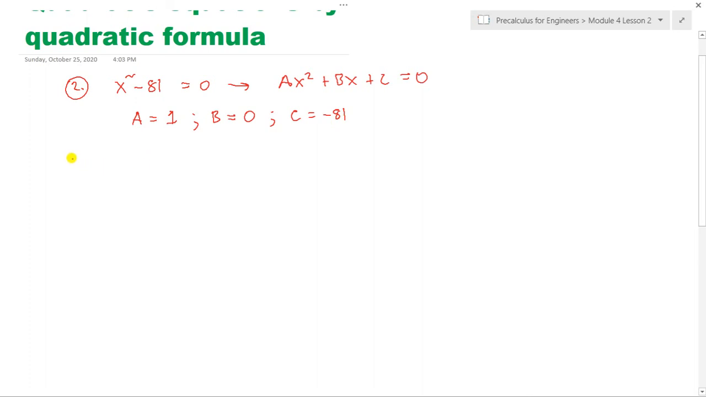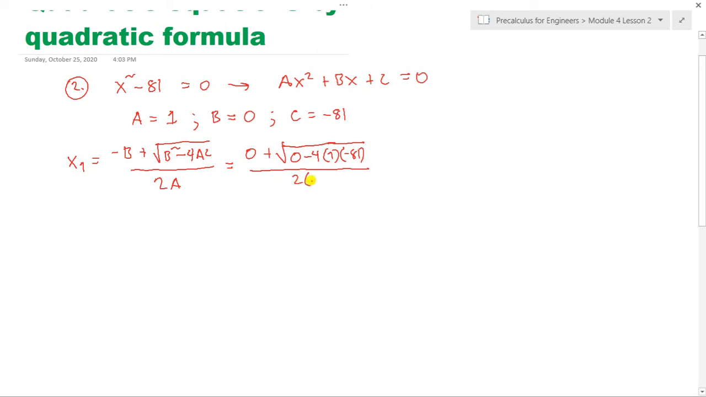So use the famous quadratic formula. For our first root, we have negative b plus square root of b squared minus 4ac all over 2a. Then plug in the values. For our b, that is 0, so 0 plus square root of 0 minus 4, our a is 1, our c is negative 81, all over 2 times 1. So here it becomes just a square root since we have 0, so we now have square root of, what is negative 4 times negative 81? That is equal to 324.